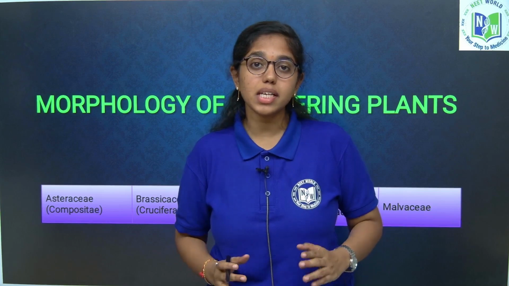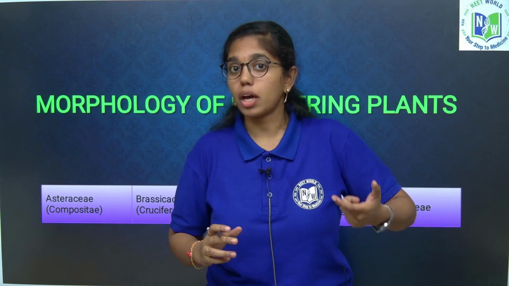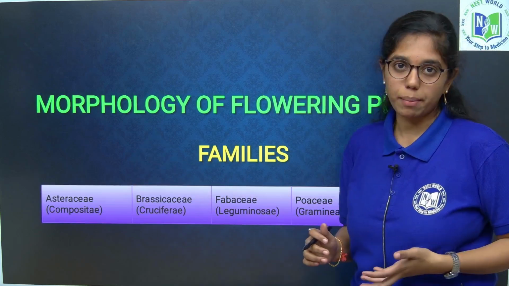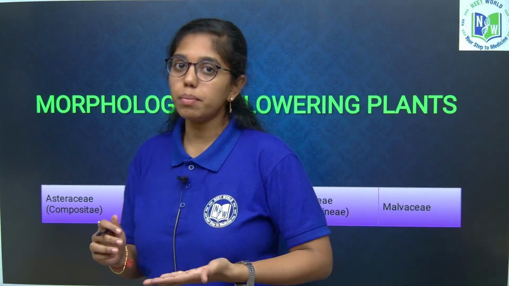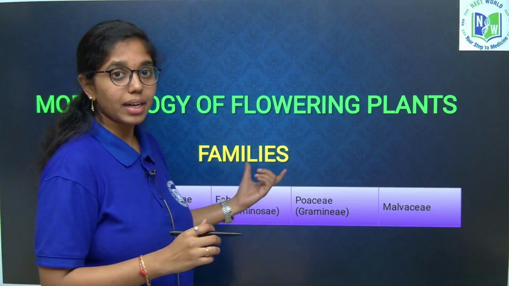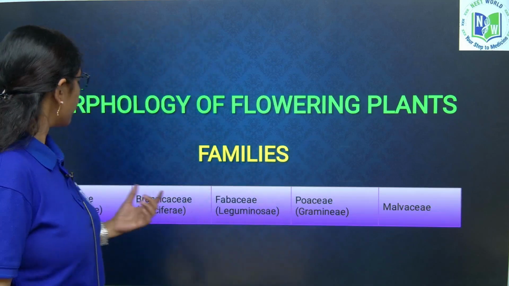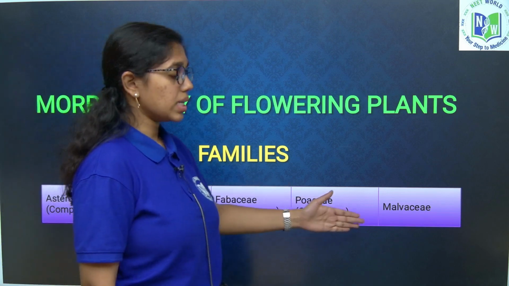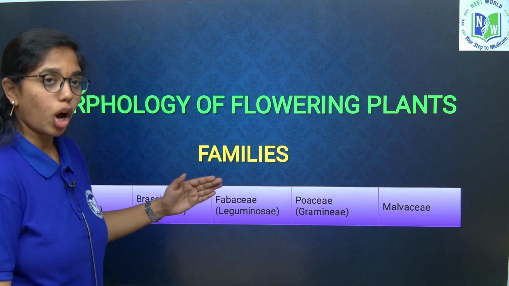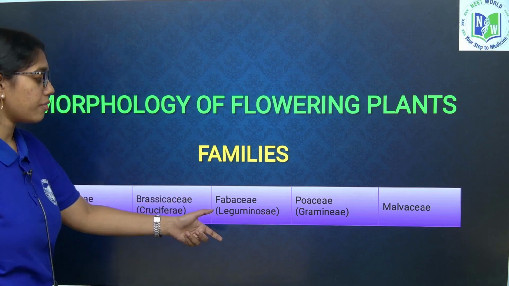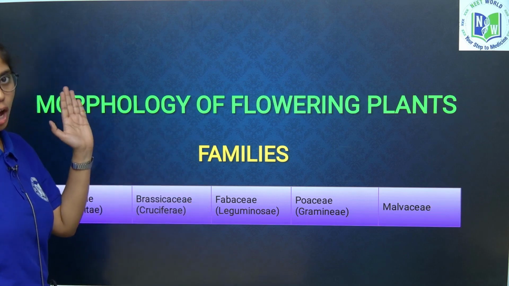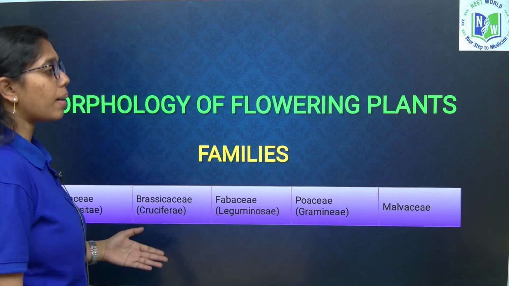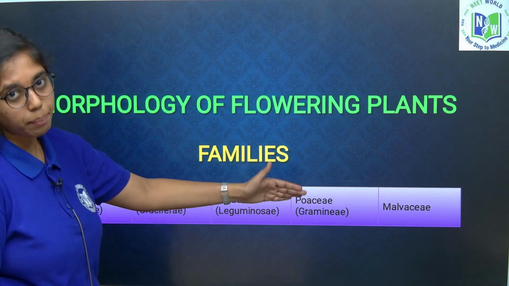Now we are going to discuss the most contradictory aspect of the chapter Morphology of Flowering Plants, that is families. Based on the new syllabus, the families you have to learn include Asteraceae, Brassicaceae, Fabaceae, Poaceae and Malvaceae. Of these, Brassicaceae and Fabaceae have been there for a long time, but the newly included families are Asteraceae, Poaceae and Malvaceae.